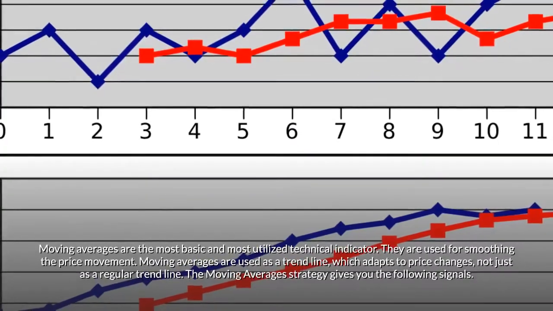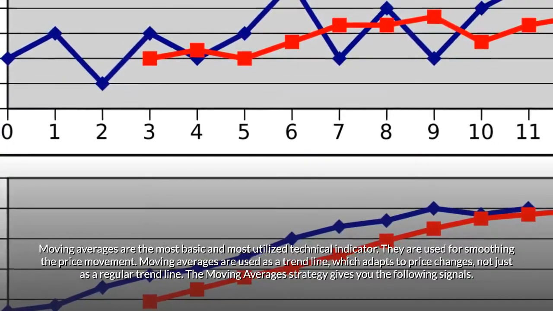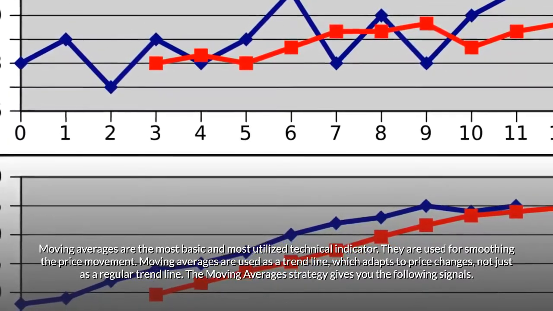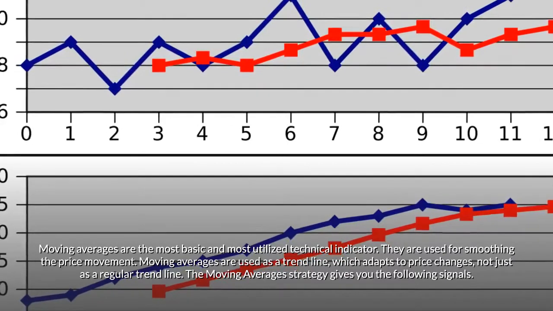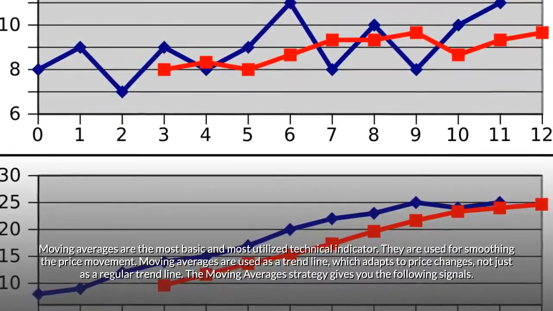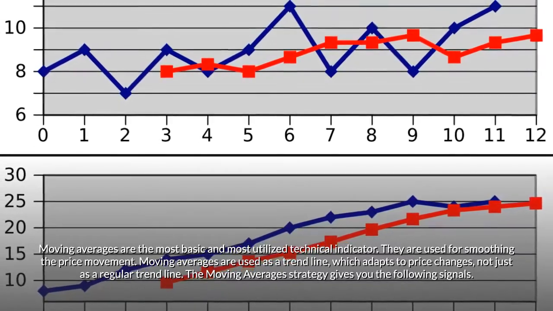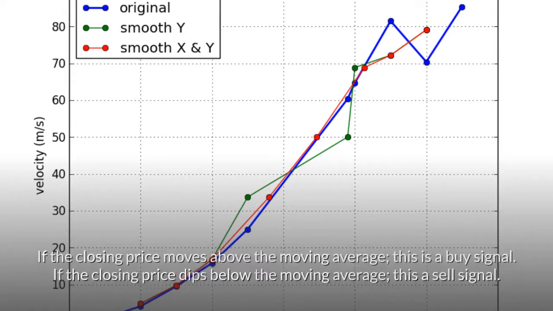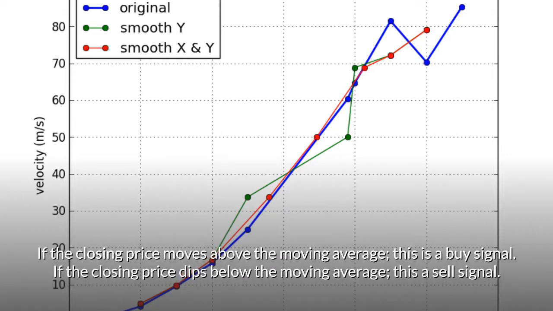Moving averages are the most basic and most utilized technical indicator. They are used for smoothing the price movement. Moving averages are used as a trend line, which adapts to price changes, not just as a regular trend line. The moving averages strategy gives you the following signals. If the closing price moves above the moving average, this is a buy signal. If the closing price dips below the moving average, this is a sell signal.